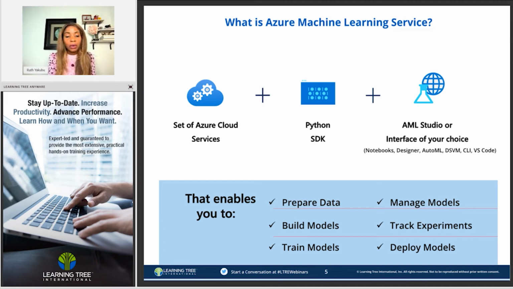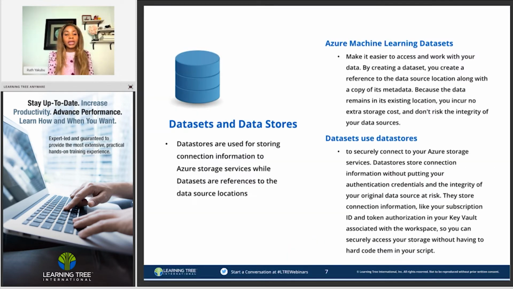So back to the checklist of the machine learning life cycle. What does it enable you to do? It enables you to prepare your data. It enables you to build your data. I have a control in front of my screen. Enables you to train your data, manage your models, and track your experiments, and also deploy your models. And we'll get into details regarding that. So let's start with data preparation.